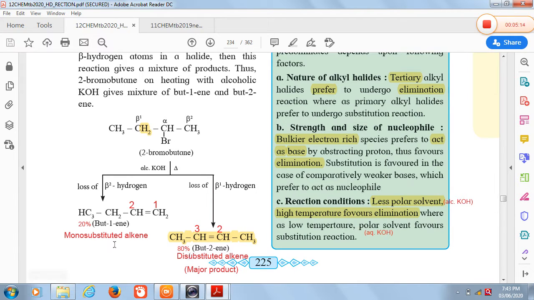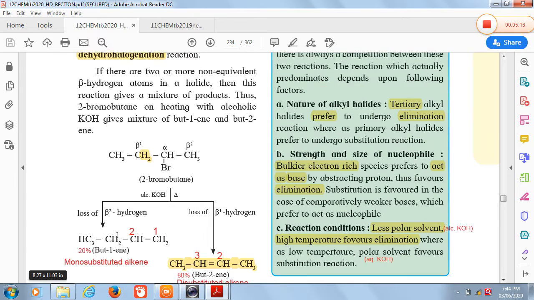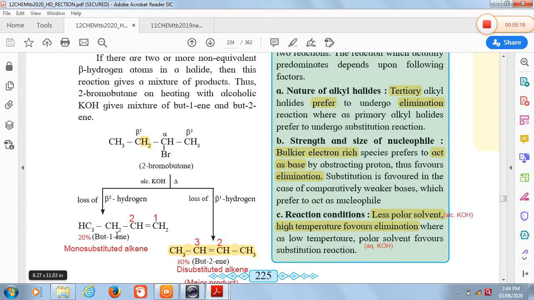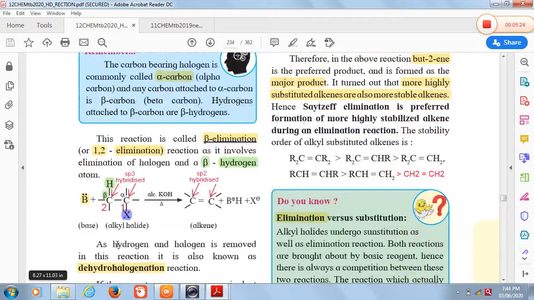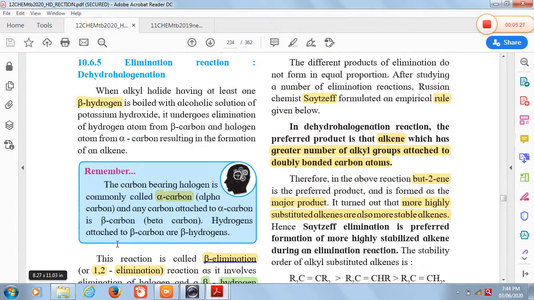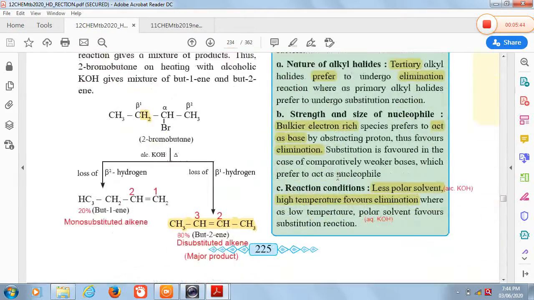Now we have to decide which product is the major product, and for that purpose there is one rule, and that is the Saytzeff rule. So what is the Saytzeff rule? In a dehydrohalogenation reaction, the preferred product is that alkene which has the greater number of alkyl groups attached to the doubly bonded carbon atoms. So now again we go to our reaction.